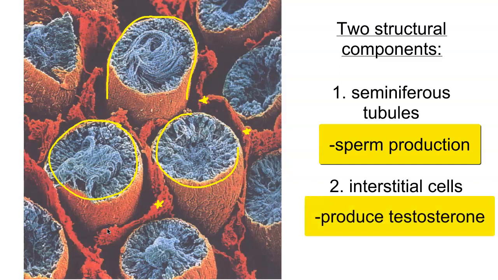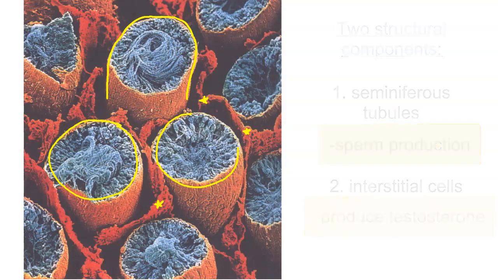As far as the interstitial cells go, they stay as straightforward as that. The interstitial cells produce testosterone. The seminiferous tubules are a little bit more complex in structure and function. So let's take a closer look at the seminiferous tubules in this video.